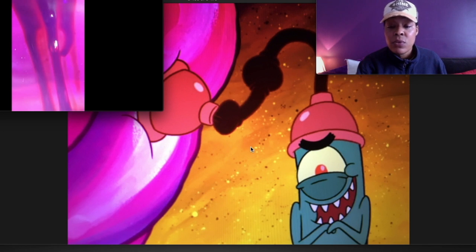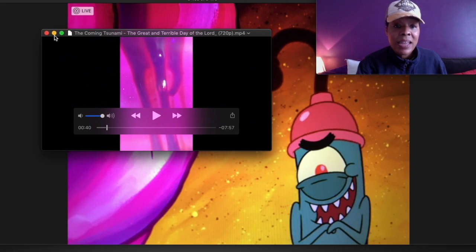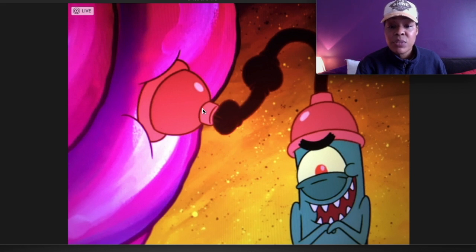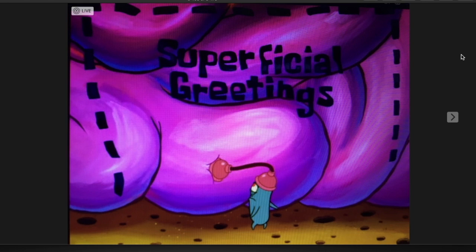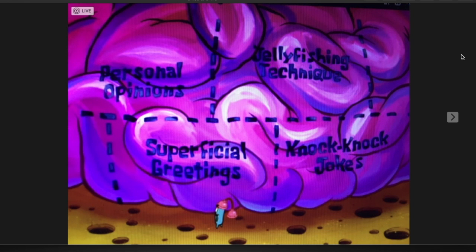He, this evil little bug, is connecting to the brain of SpongeBob, and he is siphoning off electrically from him. Do you see this? What starts to happen is that he begins to feel whatever he's sucking, like a parasite, he's sucking this from his brain and he starts to feel that energy. So the superficial greetings is what he's sucking out. Personal opinions, jellyfish technique, knock knock jokes, nothing really important in his brain.